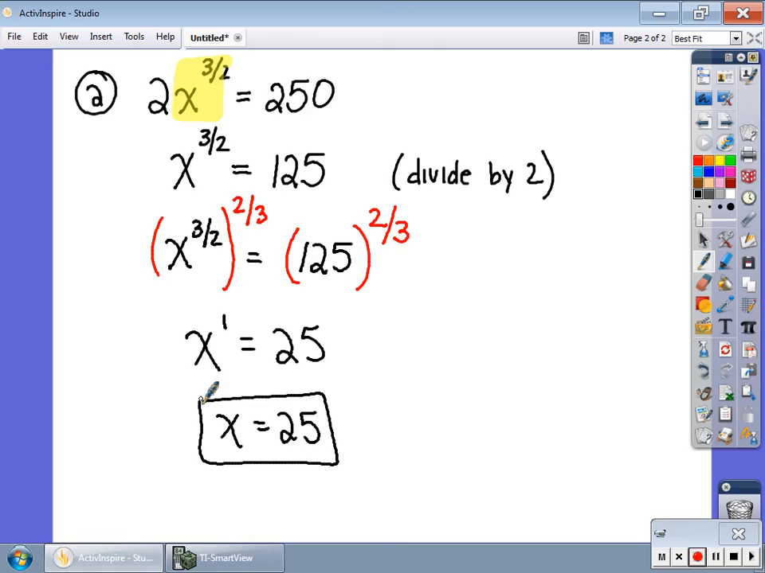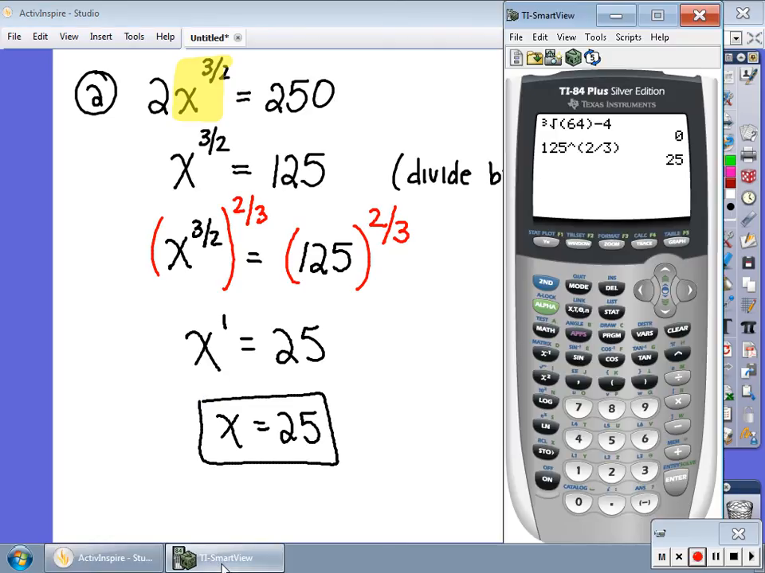Let's check our answer. Let's go back to our calculator and check our answer here. Remember, it's 2 times x to the 3/2 power, so I want to substitute 25 in for my x, and I want to see, am I going to get 250? So we do 2 times, in parentheses, 25, caret, 3/2, 3 divided by 2, close parentheses, and we do get 250, so we're good to go.